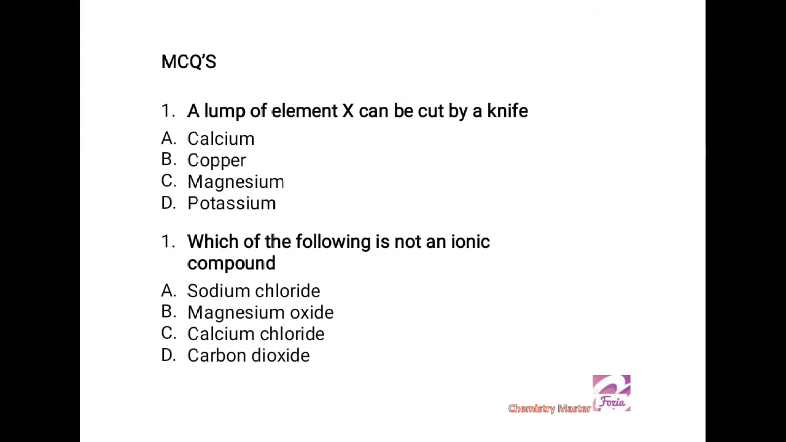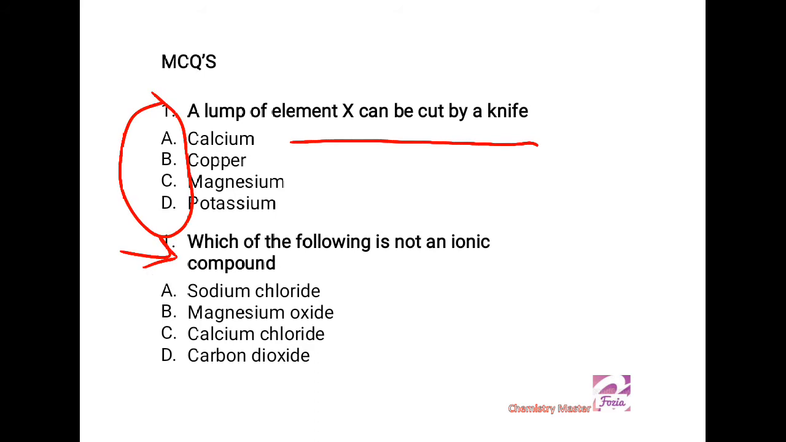A lump of element X can be cut by a knife. When such a question is asked in chemistry, it is always about some alkali metal. All the metals are hard solids, but only the alkali metals are soft enough that they can be cut by a knife. Now you have to see which element is an alkali metal, which belongs to group 1A.